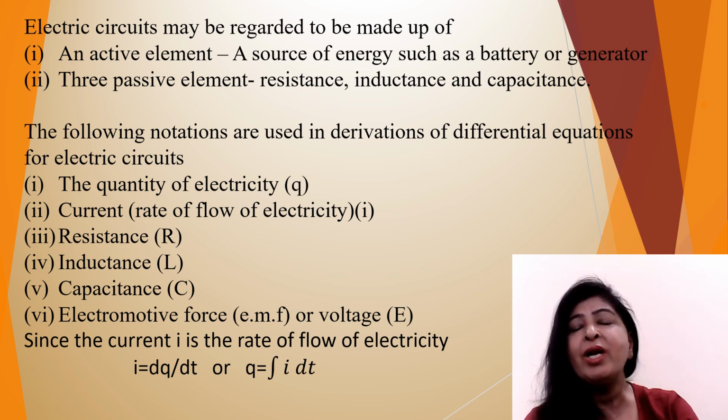The quantity of electricity is defined by Q. Current is defined by I. Resistance is defined by R. Inductance we are taking as L. Capacitance we are taking as C. Electromotive force as E. Now current is given by I is equal to dq by dt, or Q is equal to integral I dt.